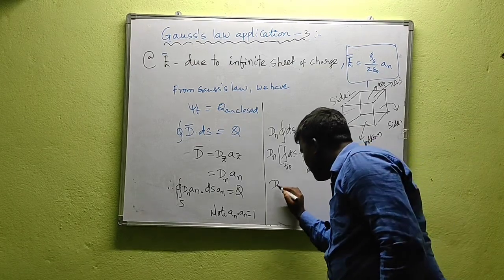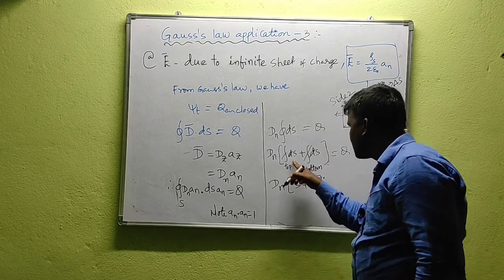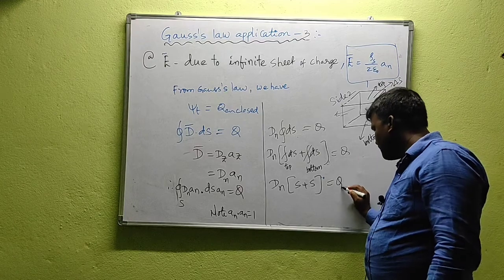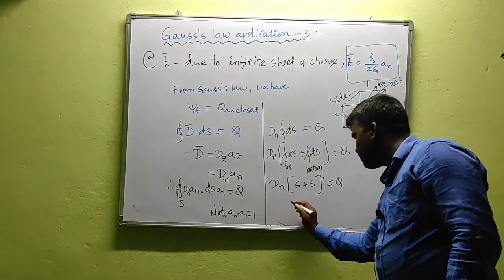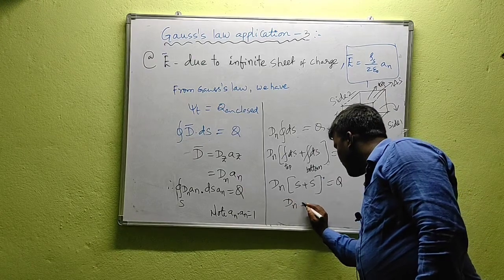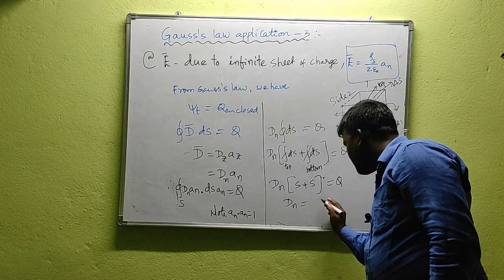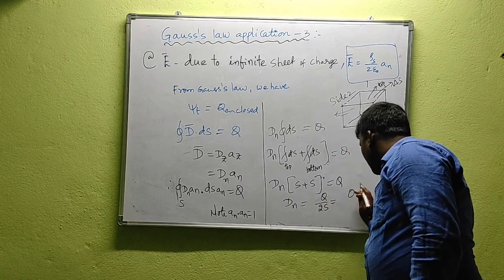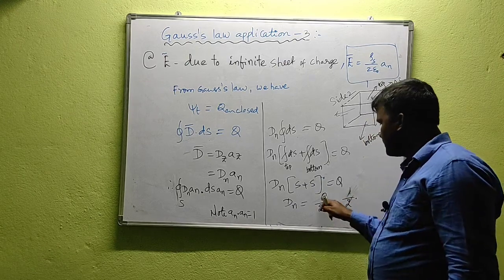So then we have what? Dn S plus S, integration and differentiation cancel, so S plus S, top surface area and bottom surface area both are equal, that equals Q. For the cube, top surface area and bottom surface area are equal. So then Dn equals Q by S plus S, which means 2S, that is Q by 2S. It can be written as 1 by 2, Q by S.